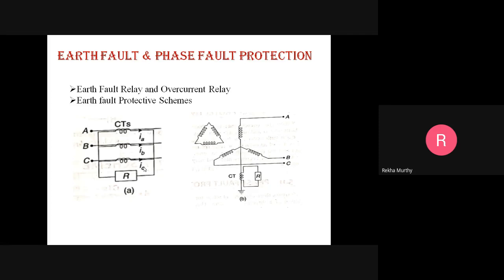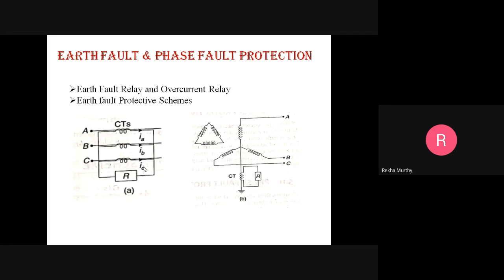But practically, it is not true as what you understood in theory. Usually, the minimum plug setting is made at 20 or 30%. Whatever the manufacturer provides, the range of plug settings for the earth fault relay is from 20 to 80% of the CT secondary rating in steps of 10%.